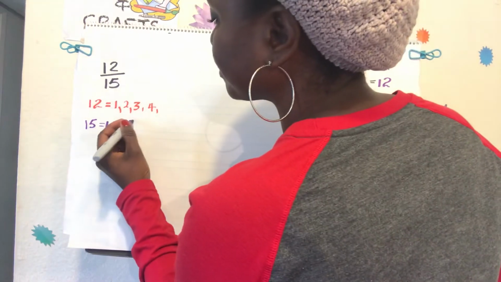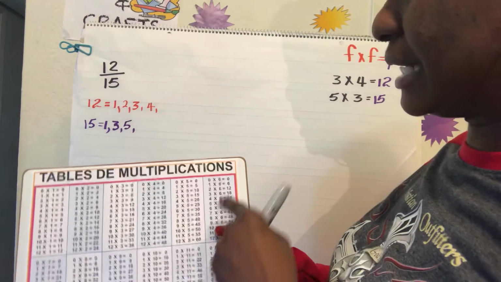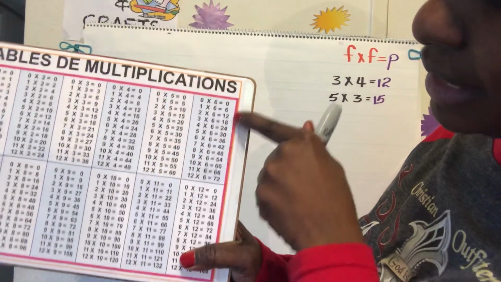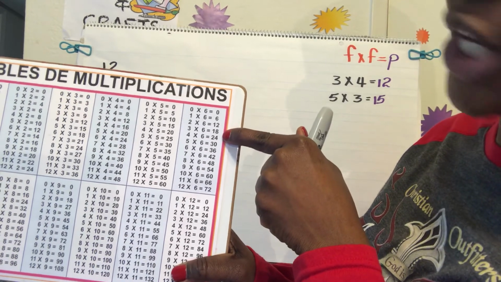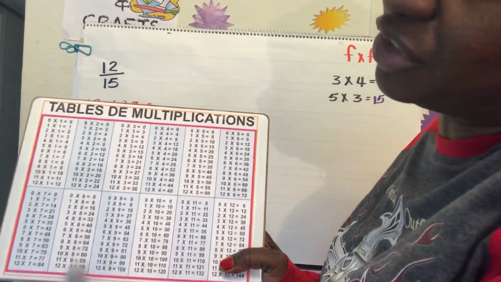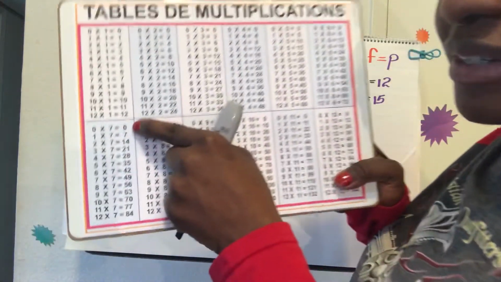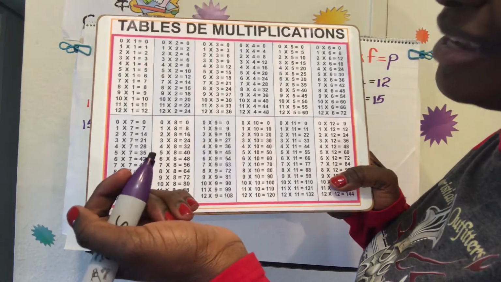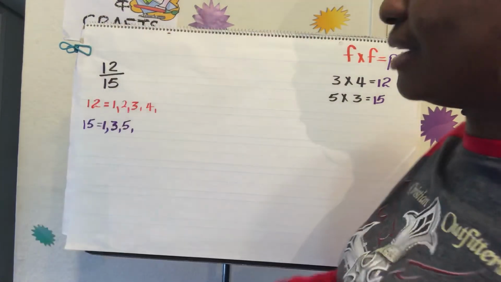So 5. I'm going to say, can I go any further? Can 6 go into 15? Here's my 6 times table. In the 6 times table, there's no 15 there. It cannot work. If you want to go to 7, you can, if you want to challenge yourself some more. What about 7s? Nope, there's no 15. I can stop there because I realize it's not going to go any further.